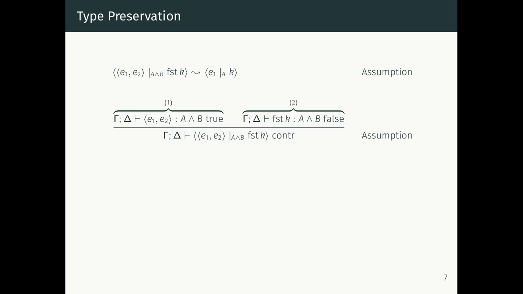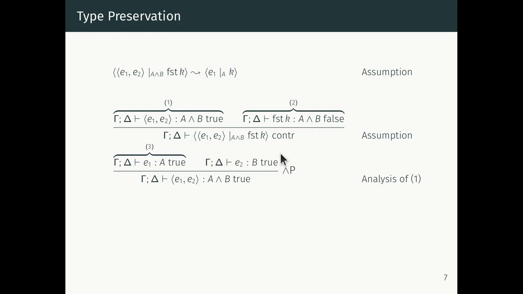And we also have an assumption that this thing is well-typed. So what we're assuming is that since E1, E2 contradicts first of K, we're going to have E1, E2 as our proof of A and B, and we're going to have first of K as our refutation of A and B, and now we can case analyze these two derivations a little bit further.